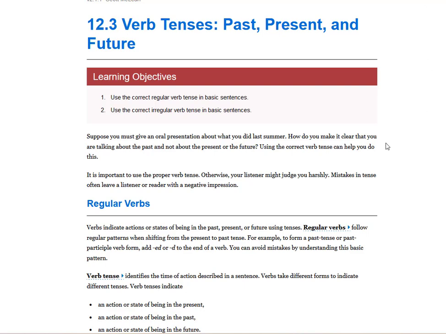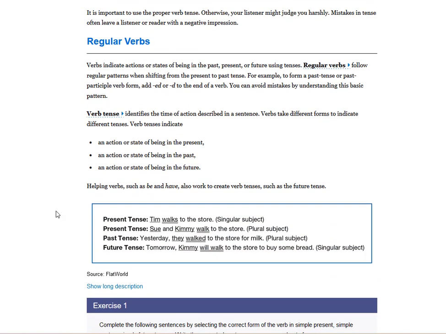Regular verbs. Verbs indicate actions or states of being in the past, present, or future using tenses. Regular verbs follow regular patterns when shifting from the present to past tense. For example, to form a past tense or past participle form, add ed or d to the end of a verb. You can avoid mistakes by understanding this basic pattern.